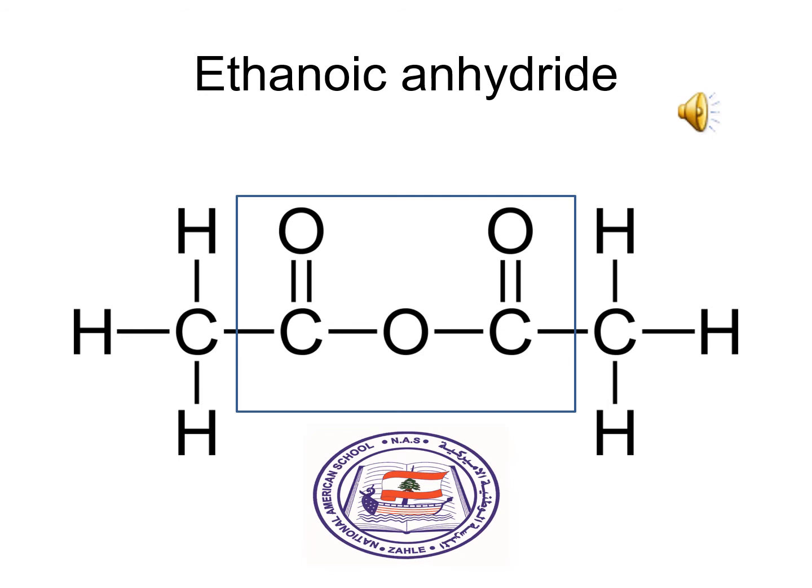So if you want to simply write down the condensed structural formula of the ethanoic anhydride, you can write it as CH3, then C double bonded to O, O, C double bonded to O, then CH3 on the right side. And like I said, sometimes they don't use the word ethanoic, they use acetic anhydride instead. Ethanoic anhydride and acetic anhydride are both the same molecule.